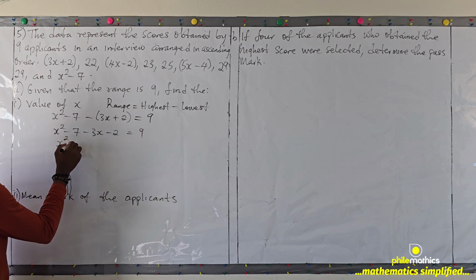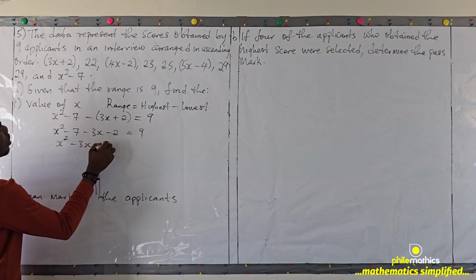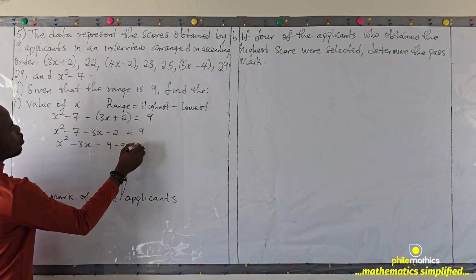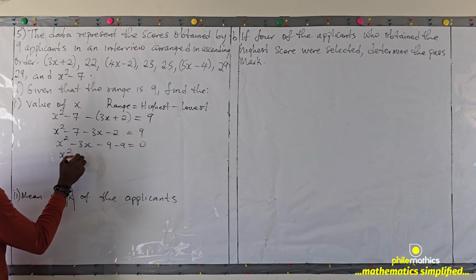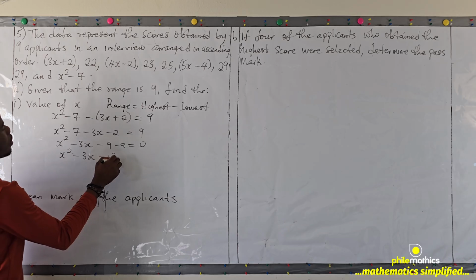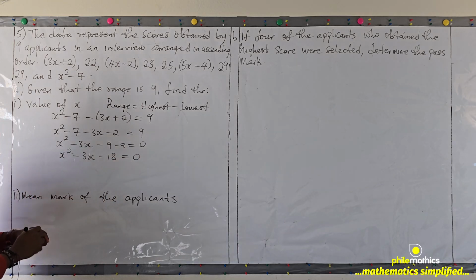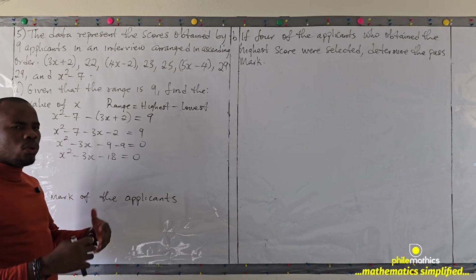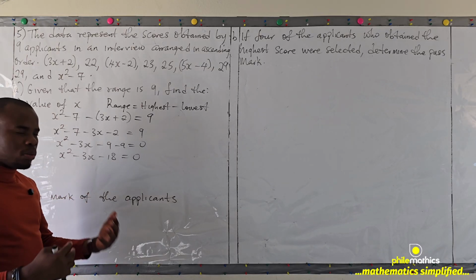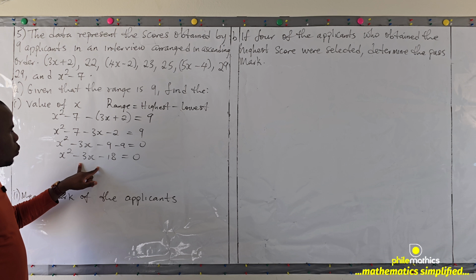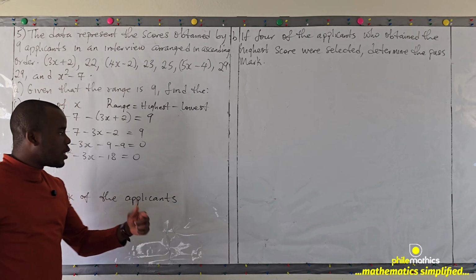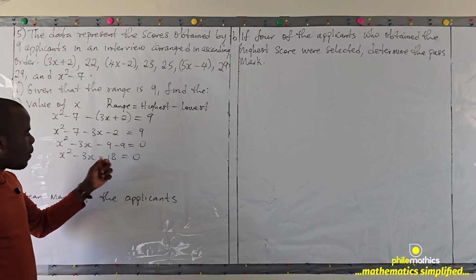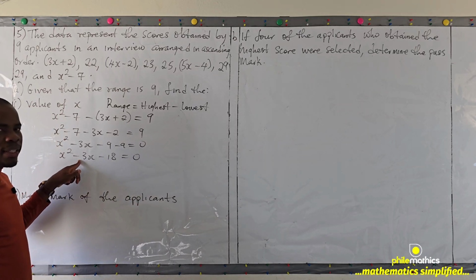Collect like terms: x squared minus 3x minus 18 equals 0. So two numbers you multiply to get minus 18, and when you add, you get minus 3, will be minus 6 and plus 3. Because minus 6 times plus 3, you get minus 18. And minus 6 plus 3, you get minus 3.